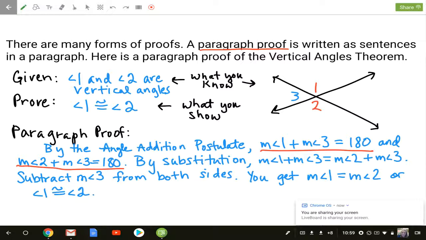So now if I look at measure of angle 1 plus measure of angle 3 equals measure of angle 2 plus measure of angle 3, I see that I have measure of angle 3 on both sides. So I can subtract measure of angle 3 from both sides, and that leaves me with measure of angle 1 equals measure of angle 2, or angle 1 is congruent to angle 2, which is what I was trying to prove. So we just take what we know and things that we've learned in the first chapter and up to now in chapter 2, and I can use those as I'm trying to get to the prove statement.